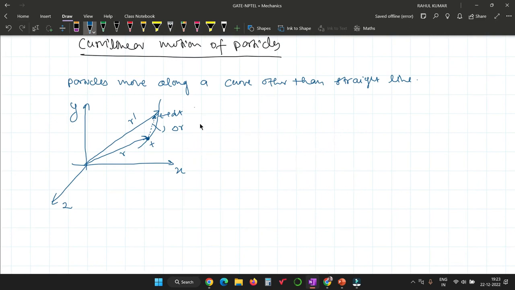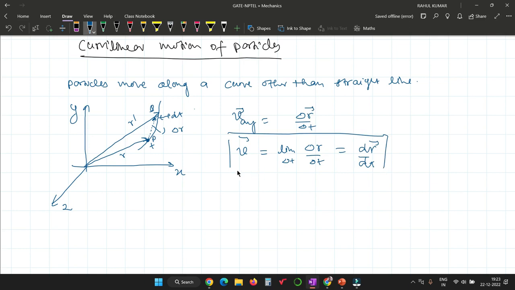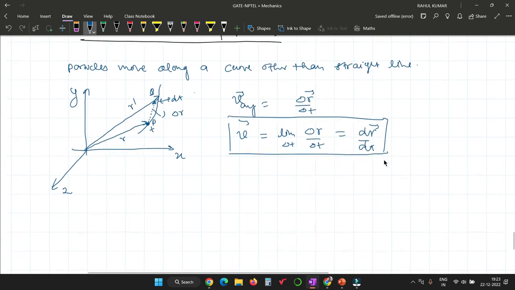Now if you want to determine the average velocity of the particle from point P to Q, what will you do? V average equals delta r by delta t. And now if you want to determine the instantaneous velocity, then you have to reduce the time interval, and you will get dr by dt, right? Dr by dt.